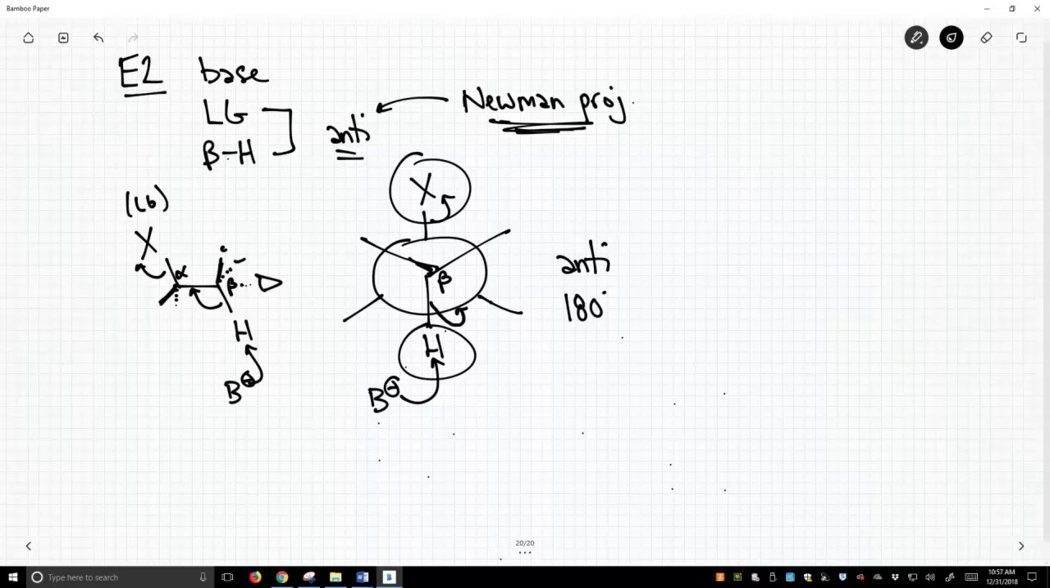So this brings in a whole other layer of complexity into the E2 reactions, and it's going to have big implications on the stereochemical outcome of the reaction. So we'll see what those layers are in a later video.